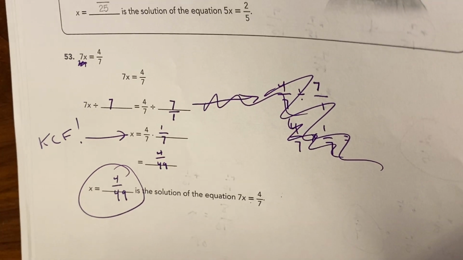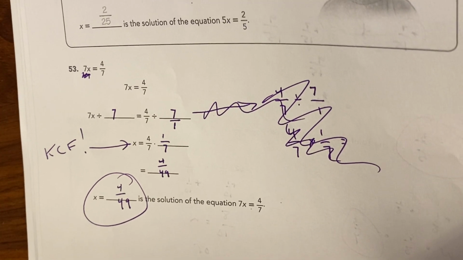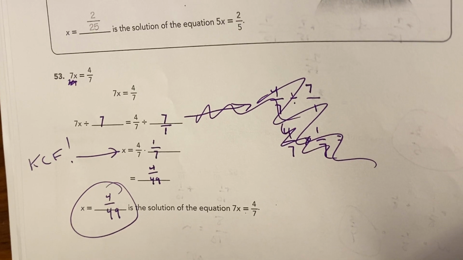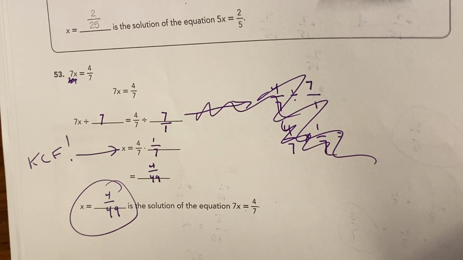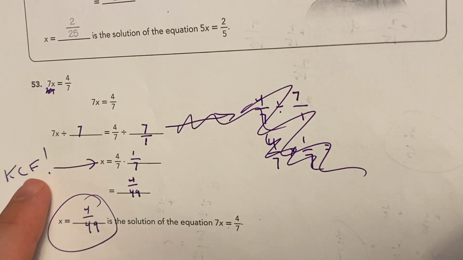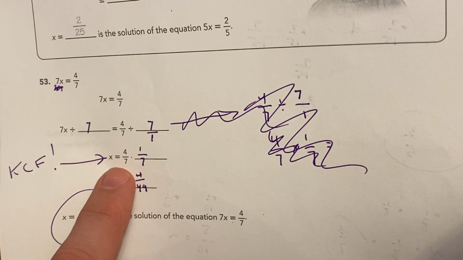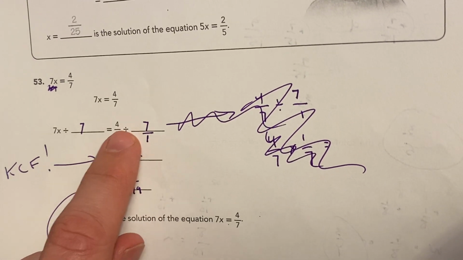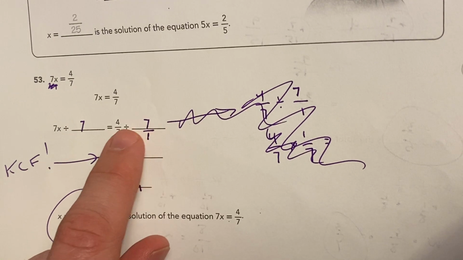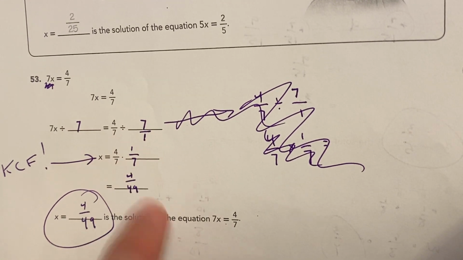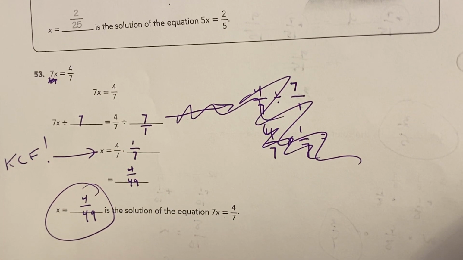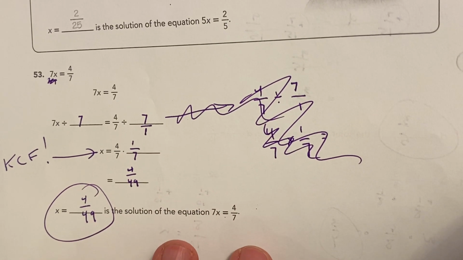This was a pretty hard problem. I had someone email me about this one. But if you got it right, great. If you didn't, check this out. Maybe, yeah, keep change flip. 4/7 times, because we're dividing by 7, which is 7/1, and then we have to flip it. So a lot of some older skills from the fall coming back into play.